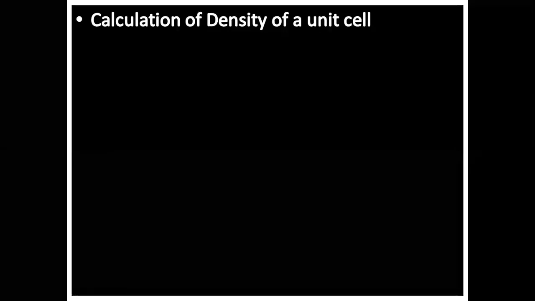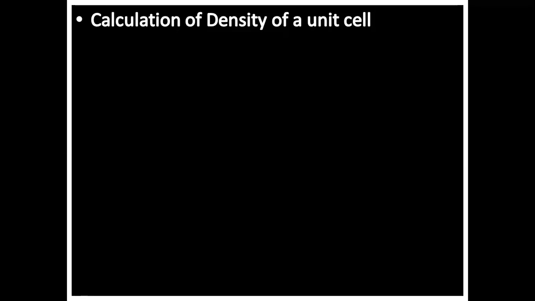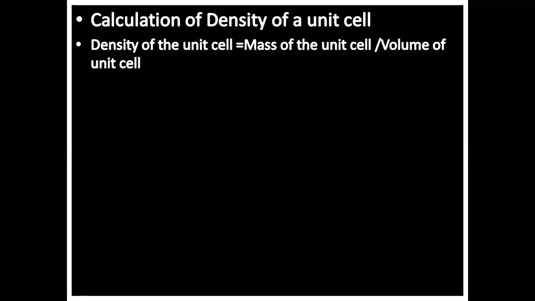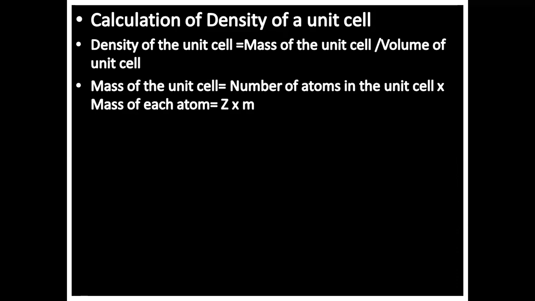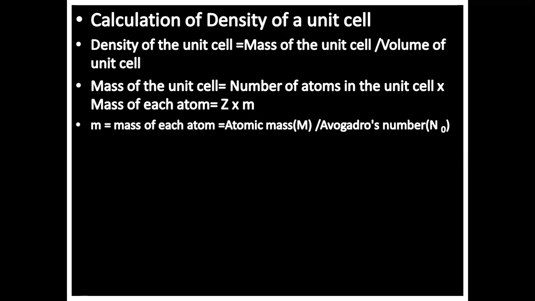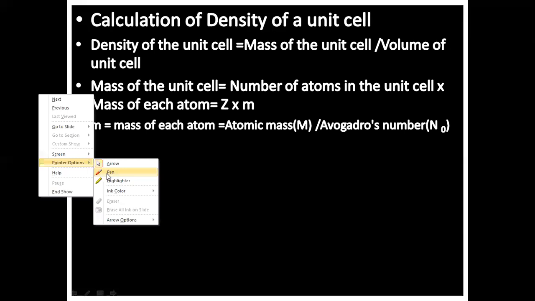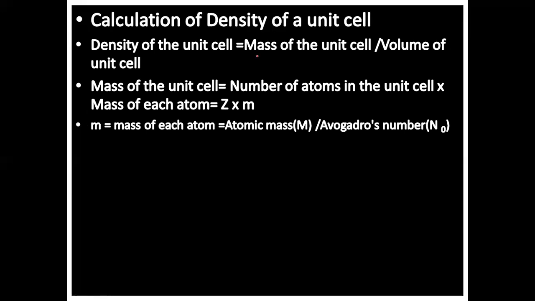Hello students. Our next topic is density of unit cell. Density of unit cell is equal to mass of unit cell divided by volume of unit cell, and mass of unit cell is equal to number of atoms in unit cell multiplied by mass of each atom, and mass of each atom is equal to atomic mass divided by Avogadro's number. It means mass of unit cell is equal to Z into M divided by N naught.